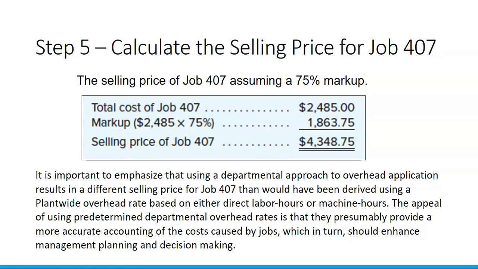The amount of the markup will also equal our gross margin, because the sales price of this job will be $4,348.75, and the cost of goods sold amount that ends up on our income statement will be $2,485, giving us a gross margin, which is our markup, of $1,863.75.